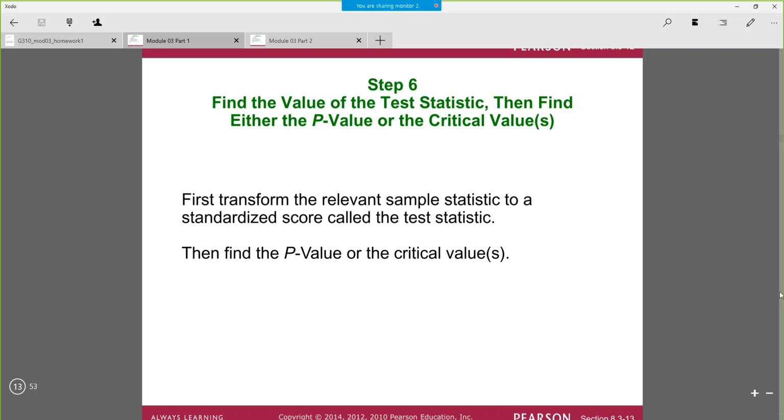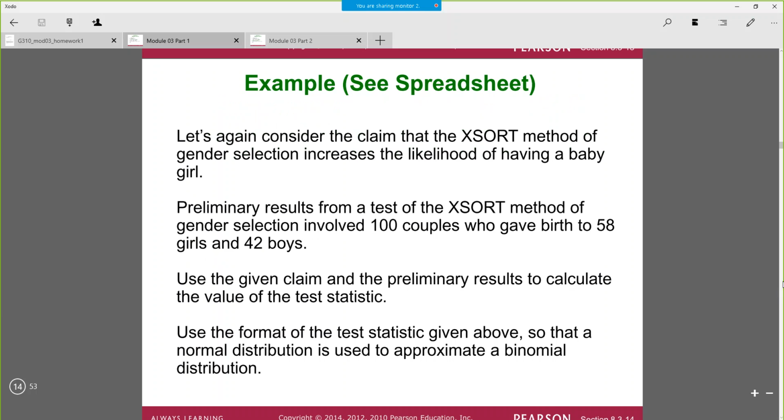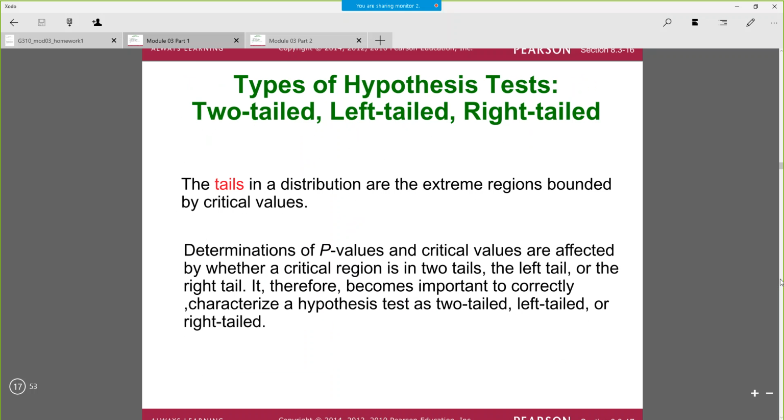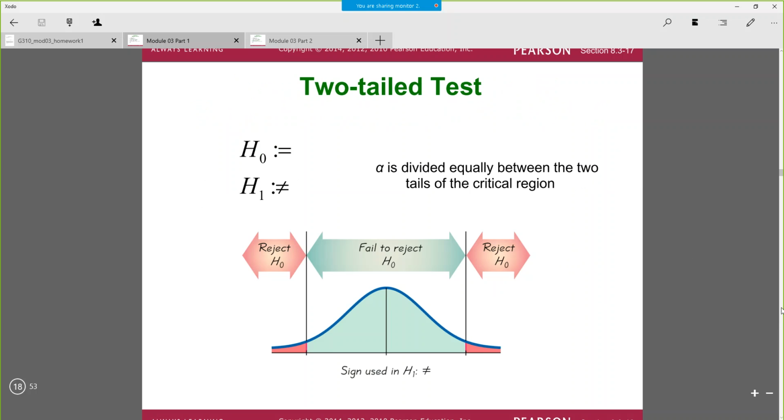Then we use the p-value method or the critical value method to make a decision, which is easier to see in the spreadsheet, so I'll do that a little bit later. Another thing we're going to be looking at is that there are three types of hypothesis tests. One is called two-tailed, one is called left tail, and one is called right tail, and I'll show you what these are in the spreadsheet. But remember, there are three types, and you have to determine whether it's two-tail, left tail, or right tail when you continue with your testing.